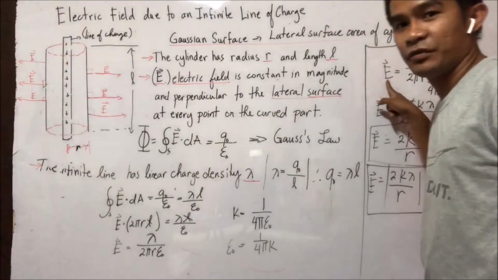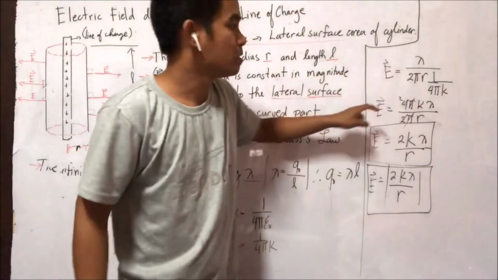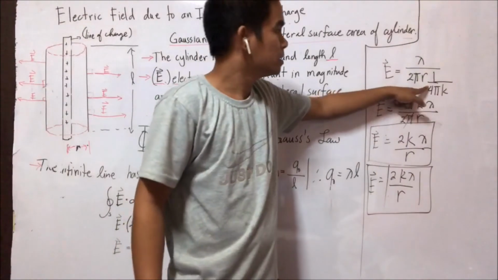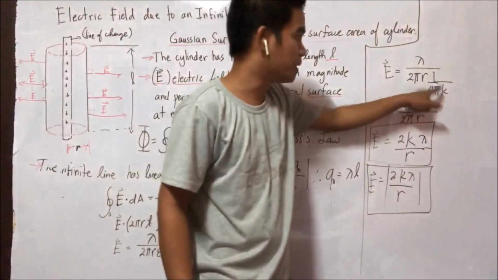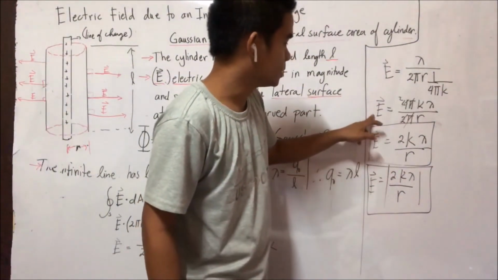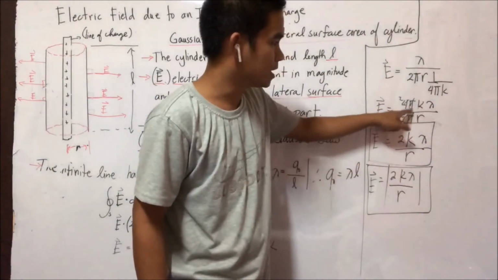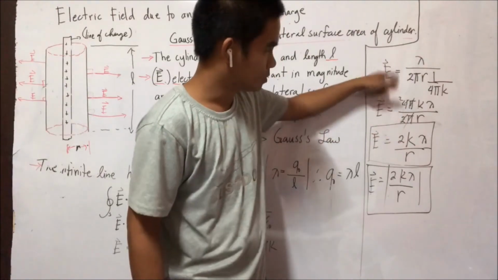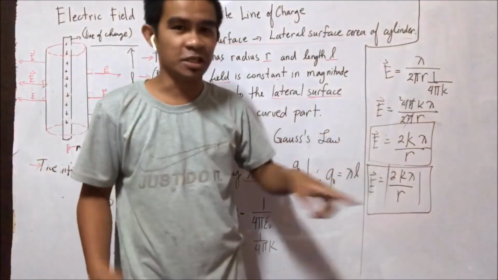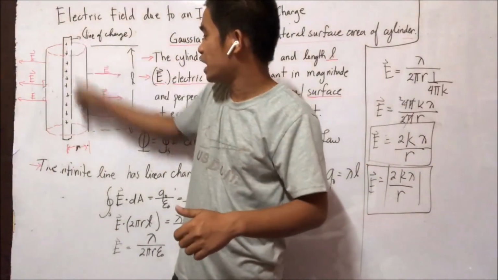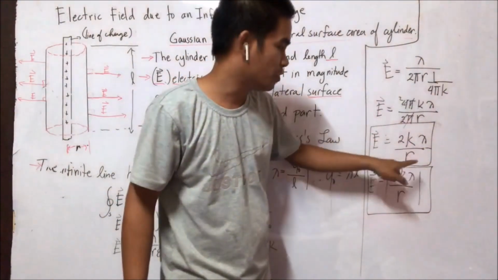So the electric field equals the charge density over 2 pi r times, again we will replace the permittivity of free space by 1 over 4 pi k, that's equivalent to 4 pi k times charge density over 2 pi r. So I can cancel pi. So 4 becomes 2 and I can cancel 2. So we have the electric field at a certain distance r from the line of charge is 2 times the Coulomb constant times the charge density over r.